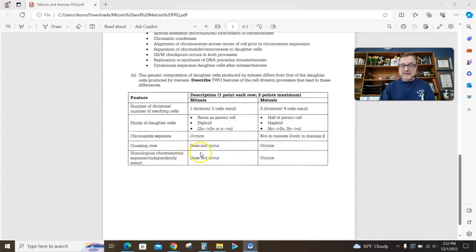Crossing over doesn't happen in mitosis, it happens in meiosis. No, you don't have to tell me what crossing over is. Just say that it happens in meiosis, not mitosis. And finally, homologous chromosomes separate or independently assort. That's a classic feature of meiosis and not in mitosis. So any two of those rows would get you a point each for Part B.